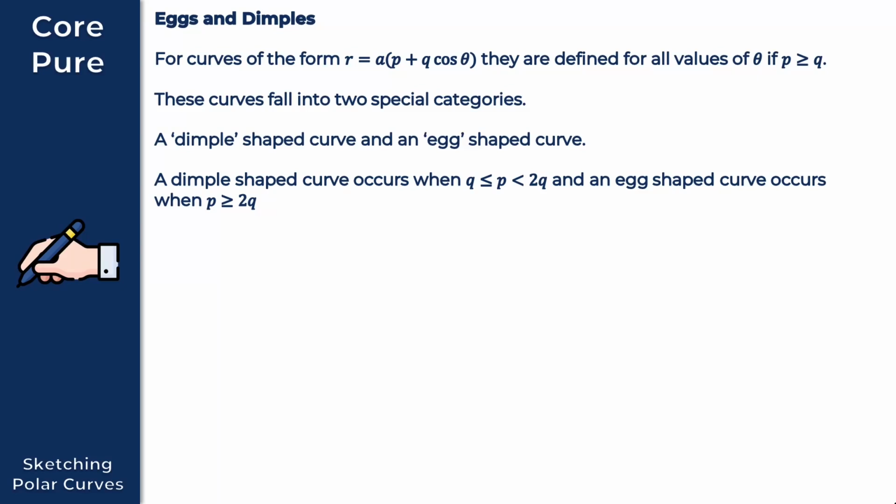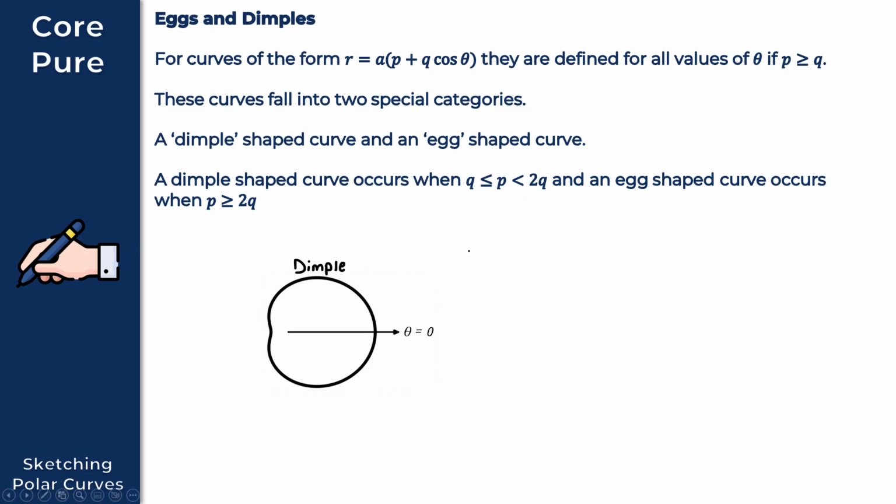For the first sketch, we have an example of a dimple-shaped curve. That looks like the following. We start at the initial line, we go around and around, and we have this little dimple around here, right? It's not particularly pronounced, but you can just about see it. So this is an example of a dimple-shaped curve, and in this case, p is between q and 2q.